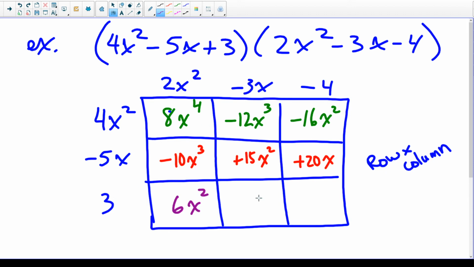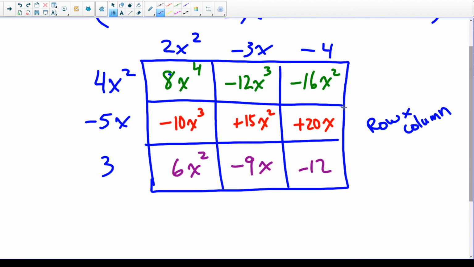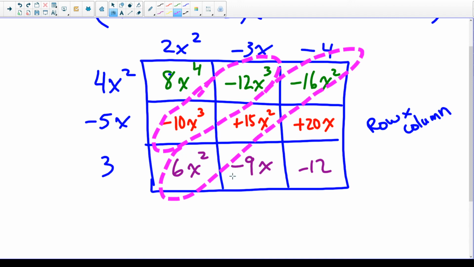3 times negative 3 is negative 9x. 3 times negative 4, negative 12. And then if we look down the diagonals, there are like terms, there are like terms, there are like terms.